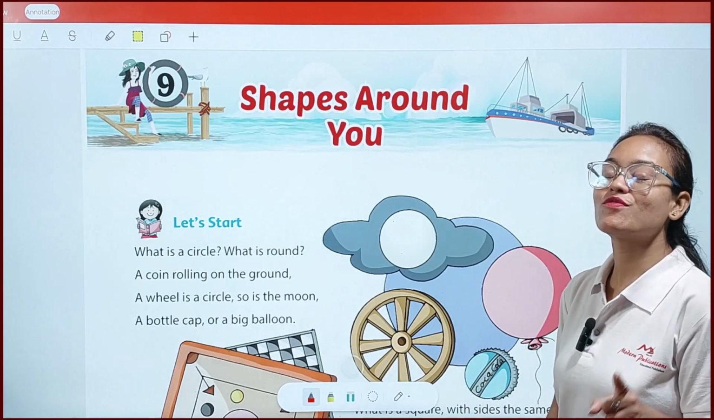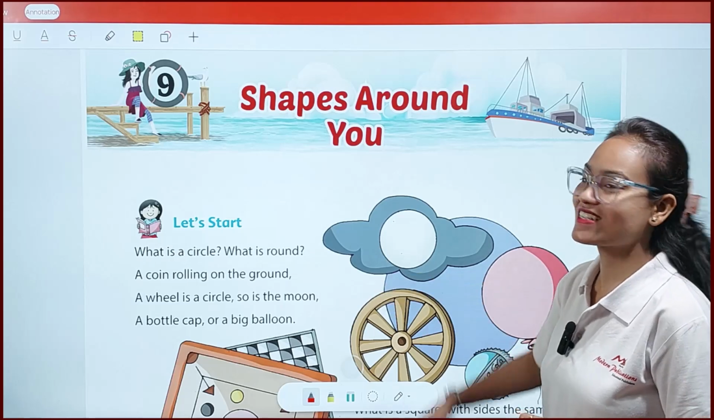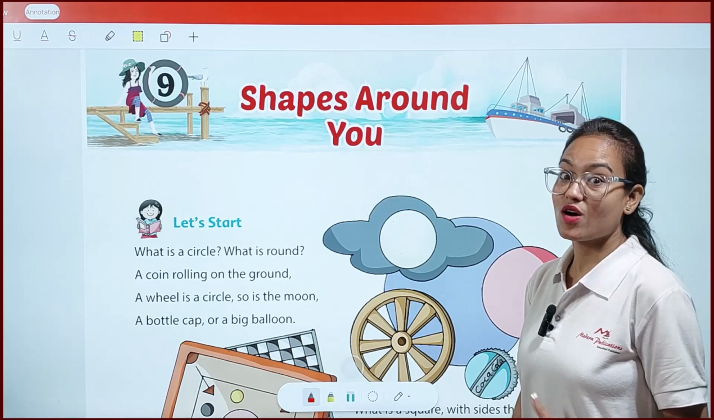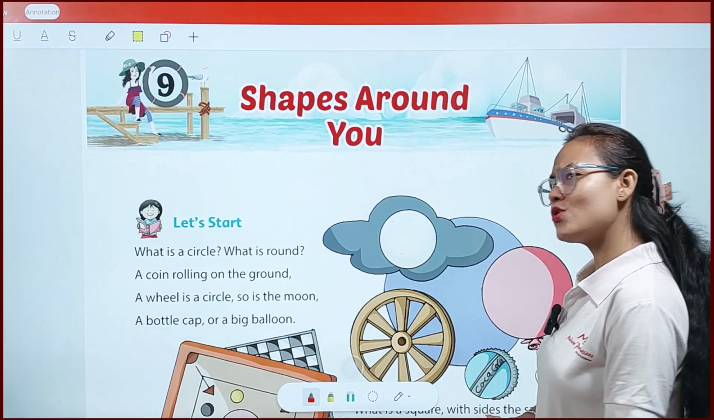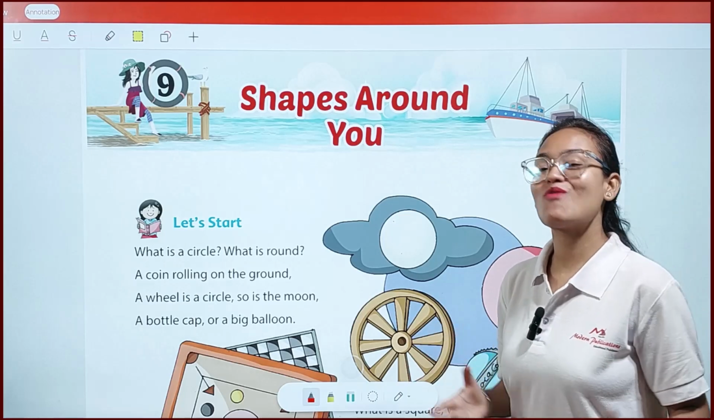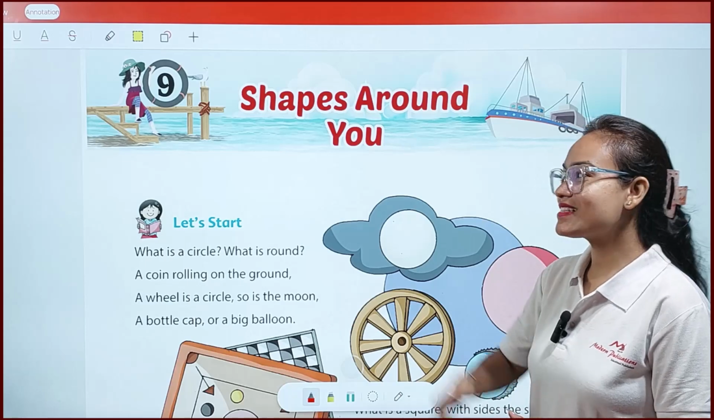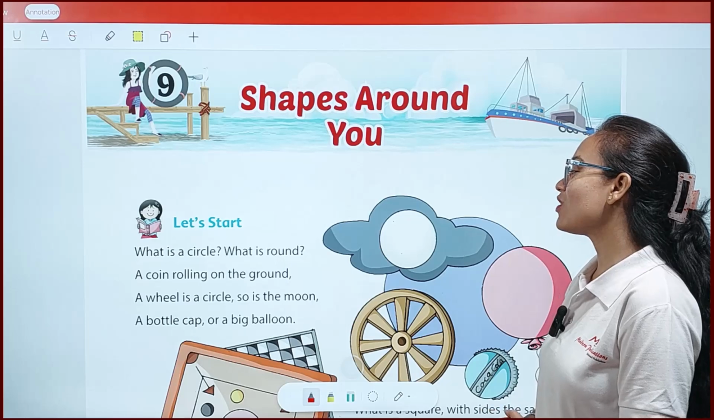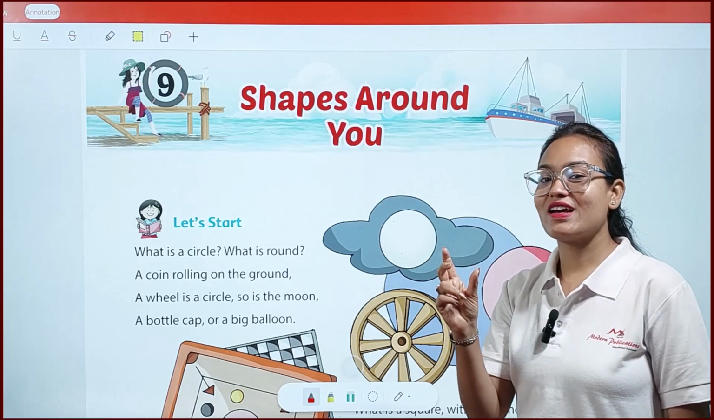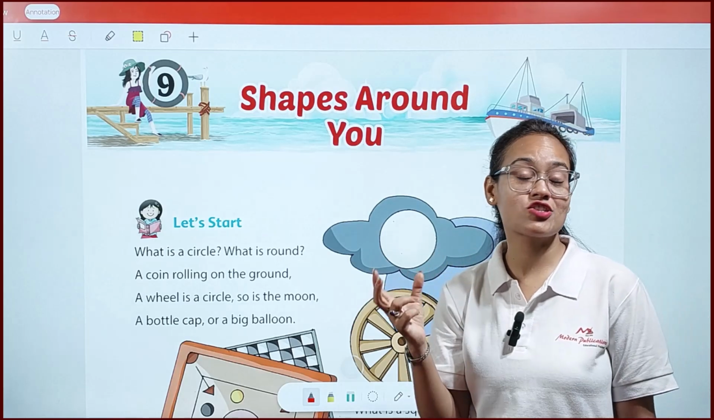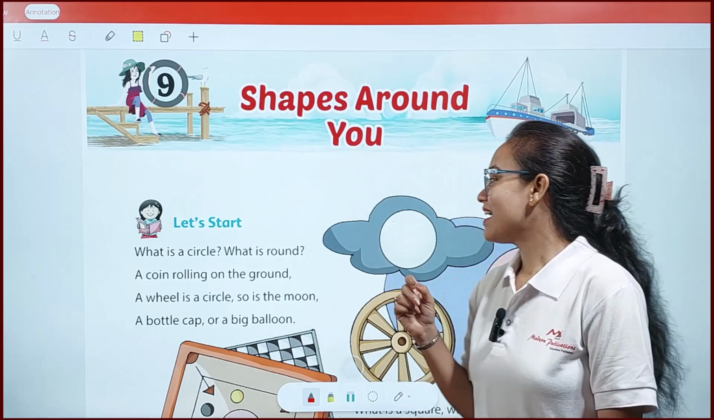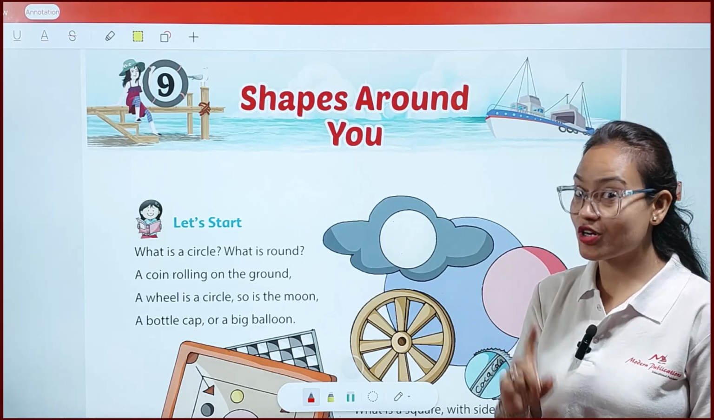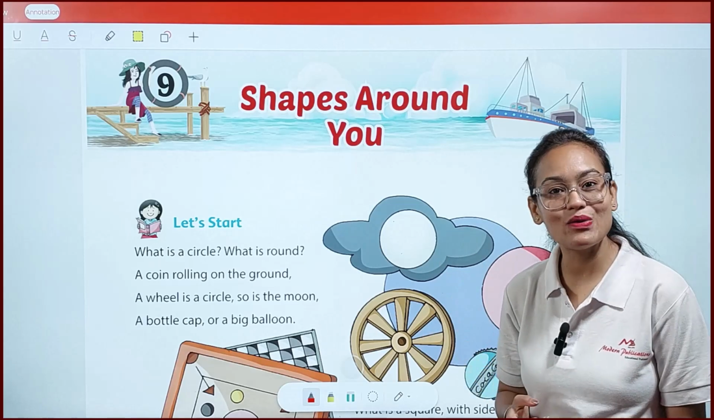The first shape which we are going to discuss is circle. Let's have a look. What is a circle? What is round? So, what do you mean by circle? And what do you mean by round? Circle means a round object. A coin rolling on the ground. A coin is in the shape of a circle. A wheel is a circle. So is the moon, a bottle cap, or a big balloon.